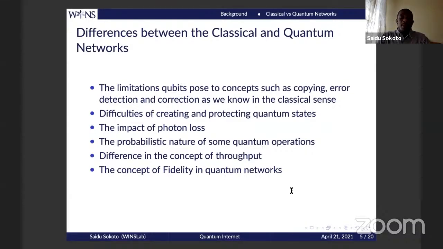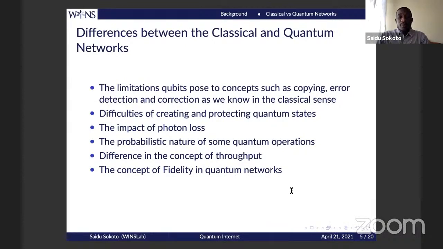So qubits pose a limitation. The structure of the qubits makes it impossible to copy. It makes it impossible to do the error detection and correction that we're familiar with. Why are these things impossible? Well, in the classical networks, we're able to resend the packet if it fails or something like that. This is not possible in quantum networks. We're trying to minimize error correction as much as possible.